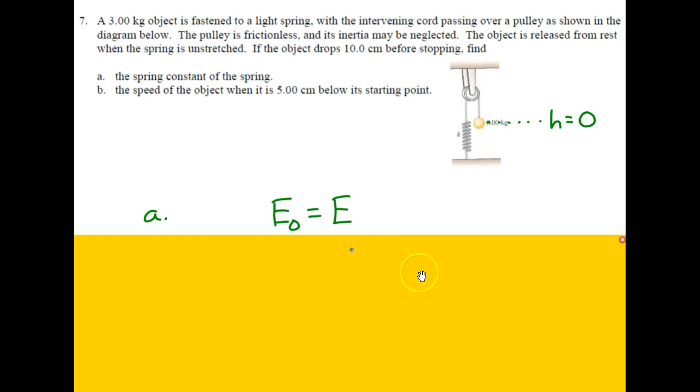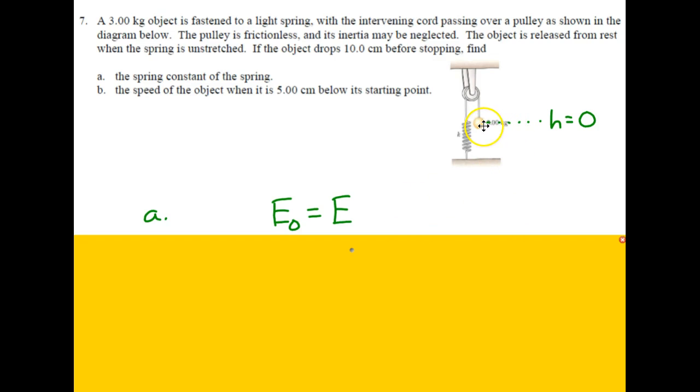Final state. Is the object moving? No. It falls 10 centimeters and stops. Is the spring stretched or compressed? Yes. As this falls, it drops 10 centimeters. That means the spring stretches upward 10 centimeters. Is our mass above or below a base level in a gravitational field? And the answer is yes.